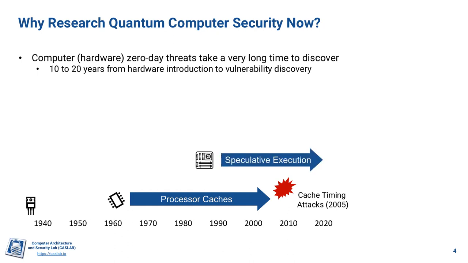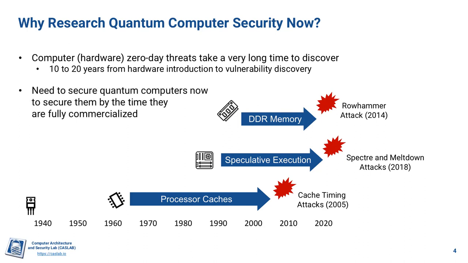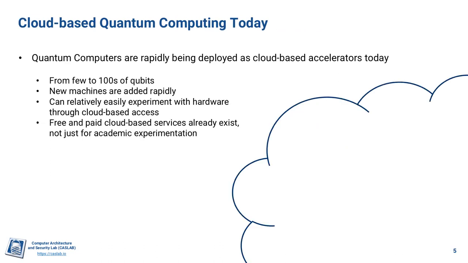Similarly, speculative execution, a feature available in most modern processors, was introduced around the 1990s. But Spectre and Meltdown weren't found until 2018. So another 10 or 20 years. And the same, for example, for DRAM memory: DDR, I believe, was introduced around 2000, and then the Rowhammer attack came about in 2014. So usually for hardware-related features, there seems to be a period of maybe 10 or 20 years where we have some hardware technology available, but people haven't analyzed it or found vulnerabilities. This gives some motivation that we need to start securing quantum computers now, while they're still being developed, before they become commercial.